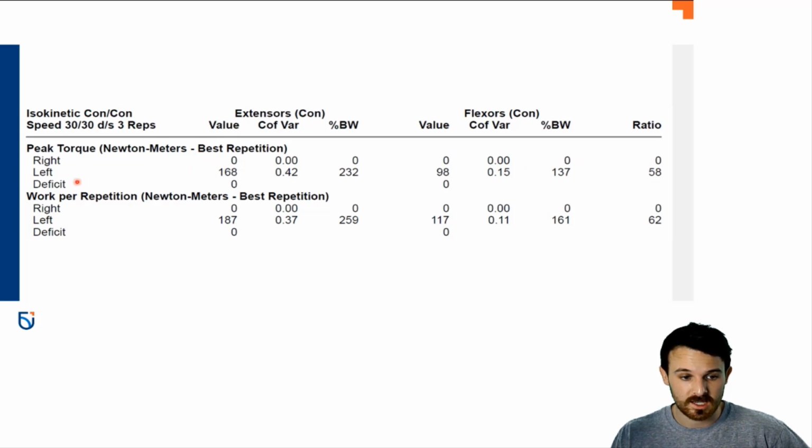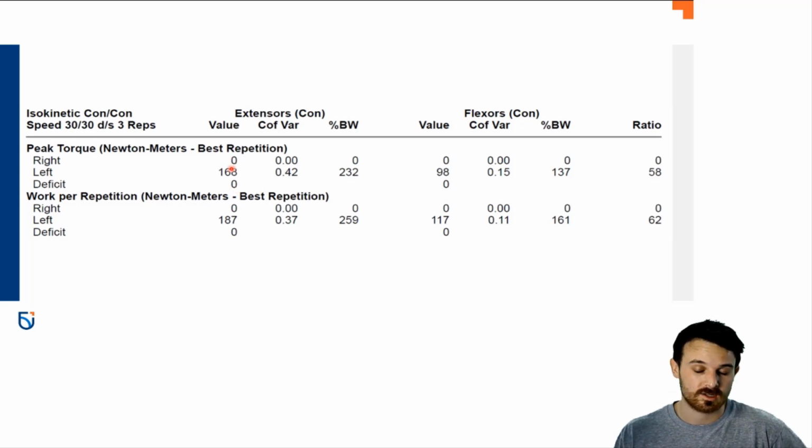You can see that it says deficit here. Pre-programmed into this system is if somebody had an injury, you can say their affected side versus non-affected side. We're just going to ignore that because obviously there will be no deficit. We didn't test right or left leg, and Ian's not injured. So what we're going to do is look at his peak torque from his best repetition.